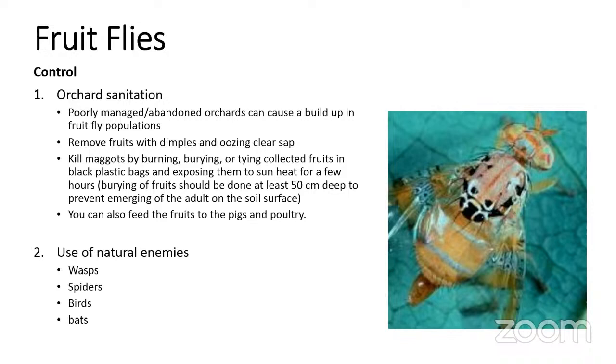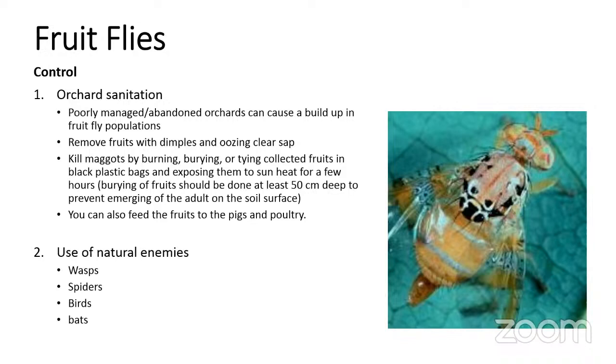Then you can also feed the fruits to the pigs and poultry. Maggots are protein, and if you feed them to your poultry and your pigs, they will actually benefit. So if you have poultry and pigs, you can feed them on these fruits which you collected from your orchard. Then the second method is by use of natural enemies.